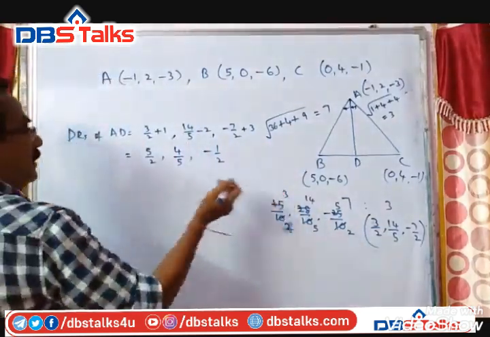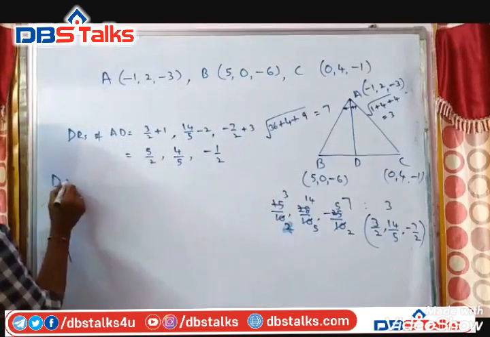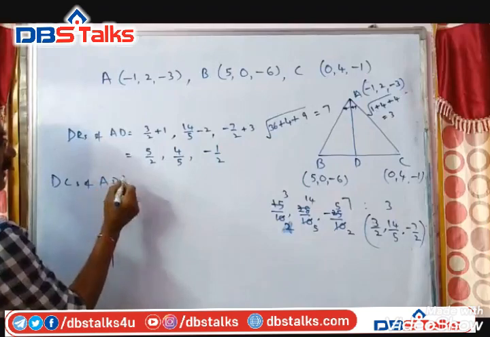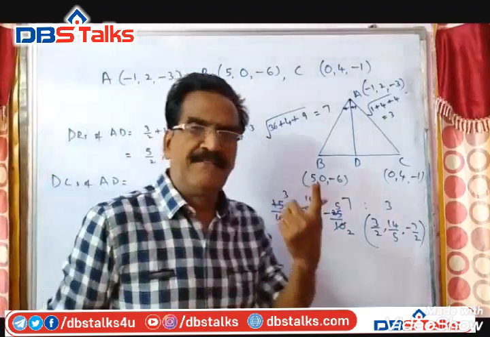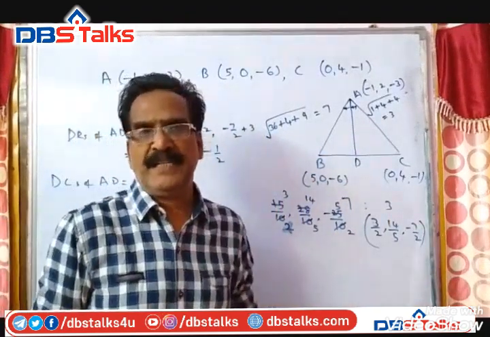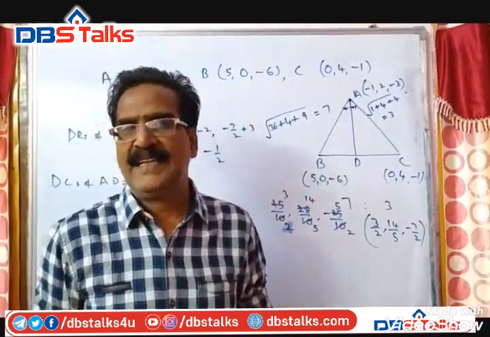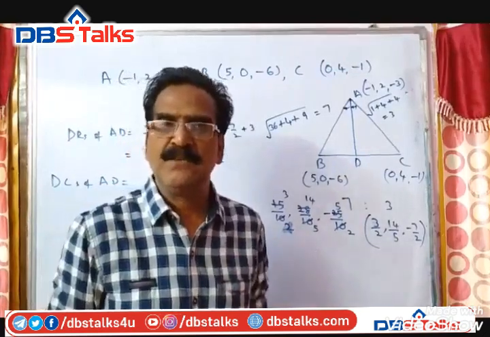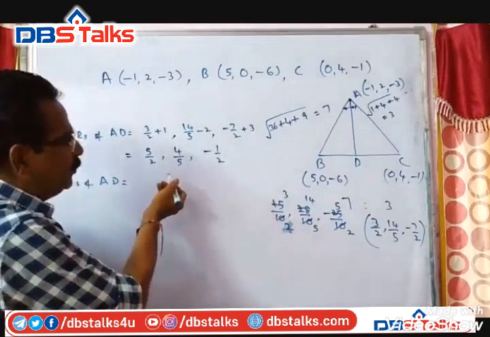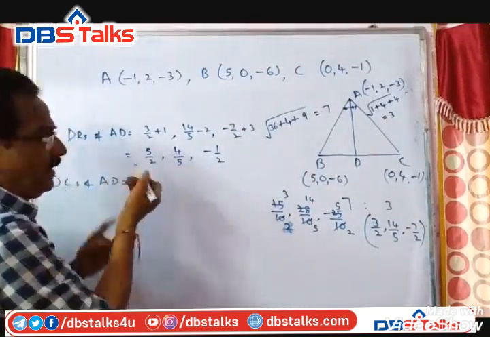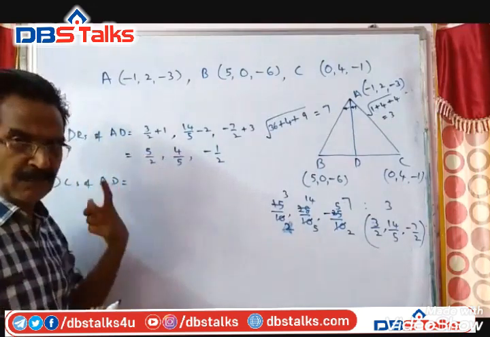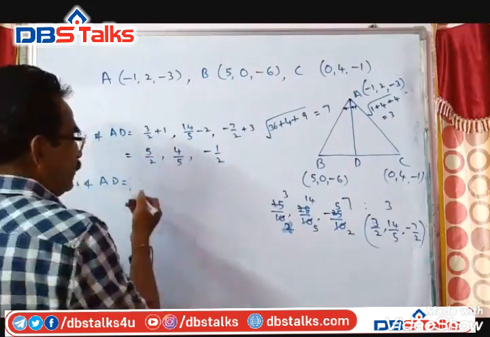Okay friends, direction cosines, DCs of AD. Friends, I find only one direction cosine. At home you find the other two direction cosines. Okay friends, so then we know direction ratios. Finding the direction cosines is not a problem. Direction cosines are proportional to direction ratios.